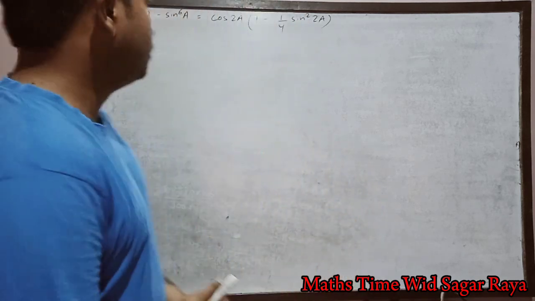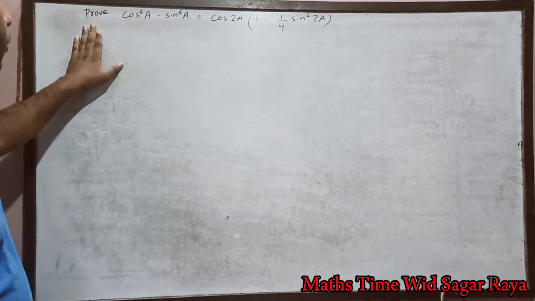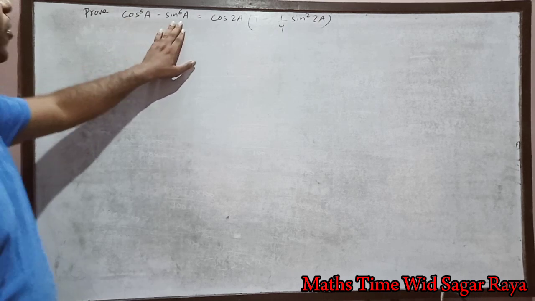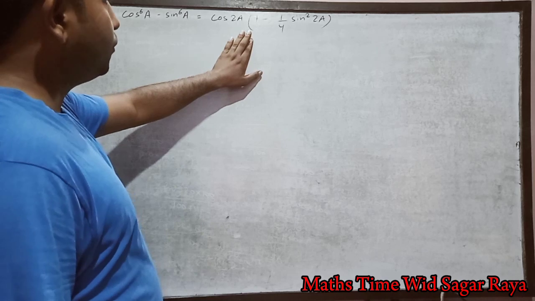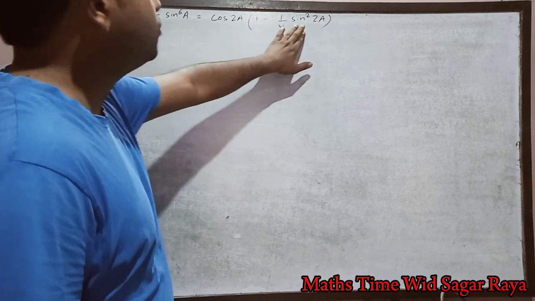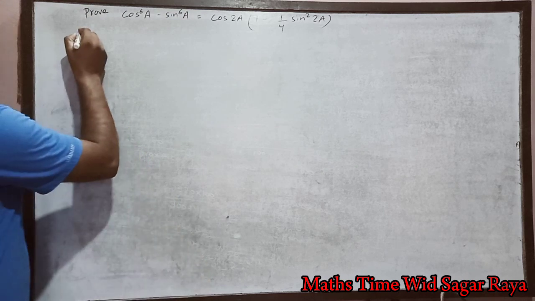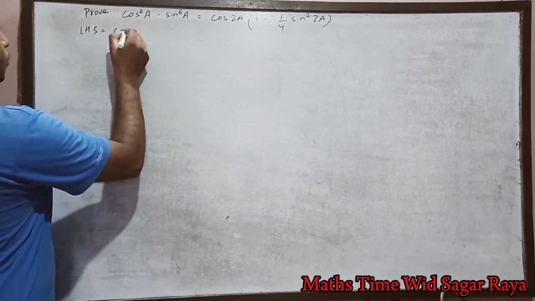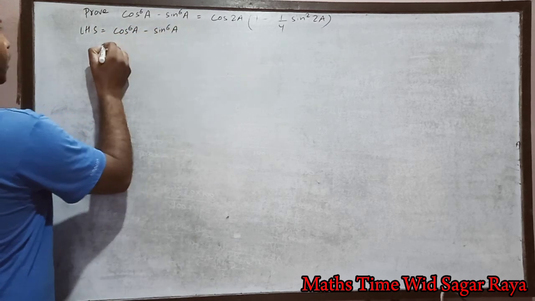This question is from class 10. Without any delay, let's go through our question. Prove cos⁶A − sin⁶A = cos 2A (1 − 1/4 sin² 2A). We are going to solve this by LHS. First of all, let's take LHS: cos⁶A − sin⁶A.